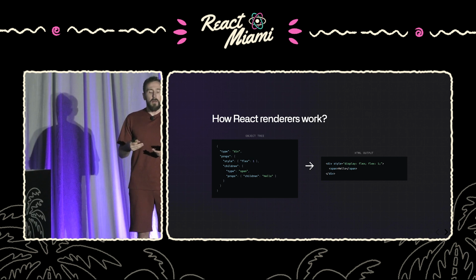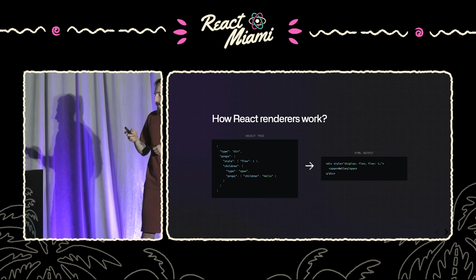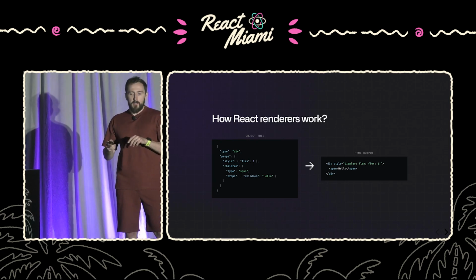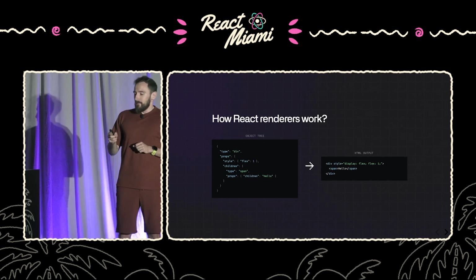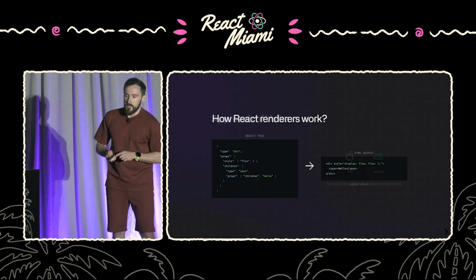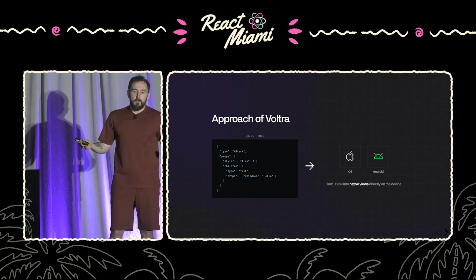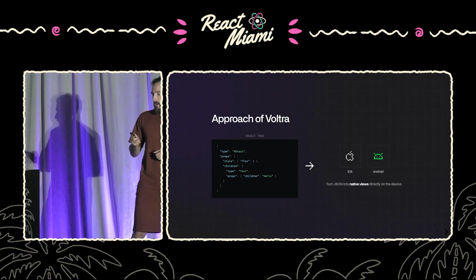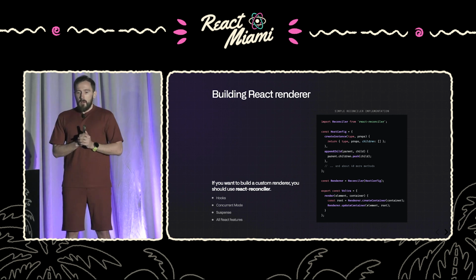So in the case of React DOM, it will take this JSON on the left side and convert it into HTML. Of course, there are some transformations going on. You can see the style property is an object on the left side, sorry, the right side, and it converts it into this CSS string on the HTML side. So Voltra is basically doing the same thing. It's taking this representation, including native primitives, and turning it into views on the native side on both iOS and Android. So how can you build a React renderer?